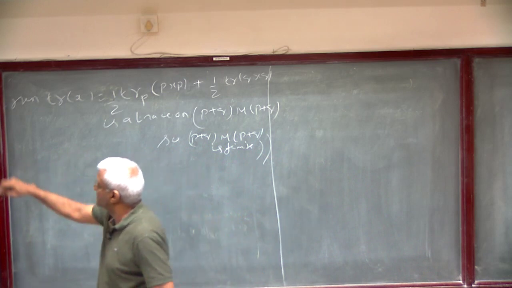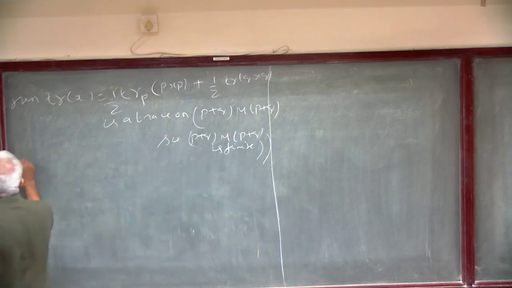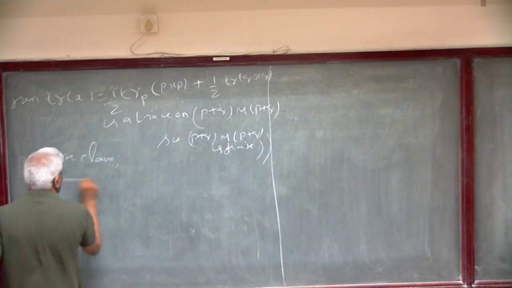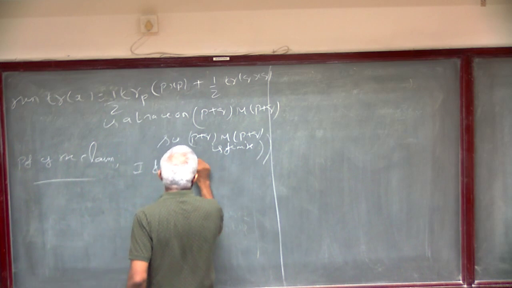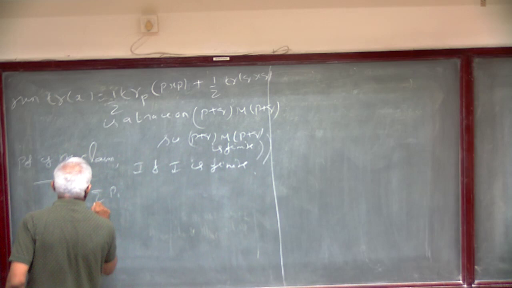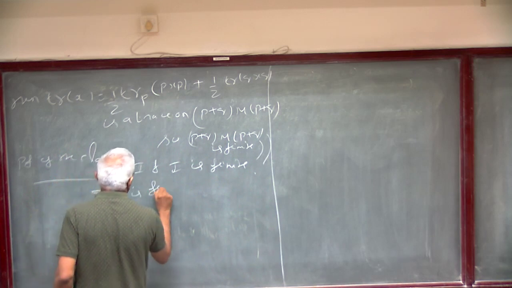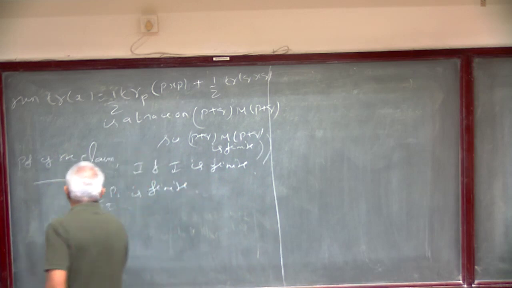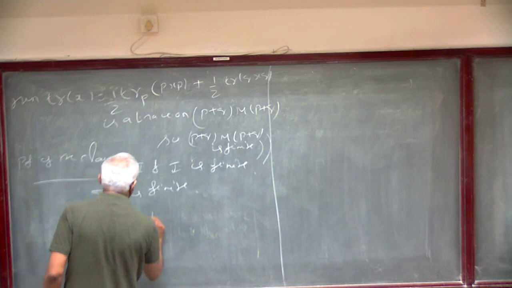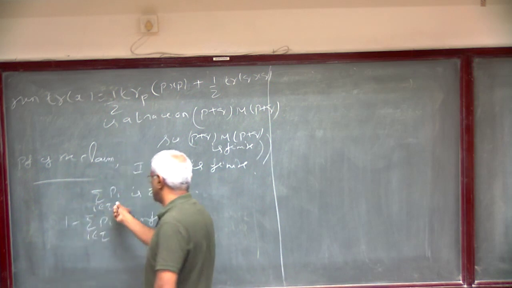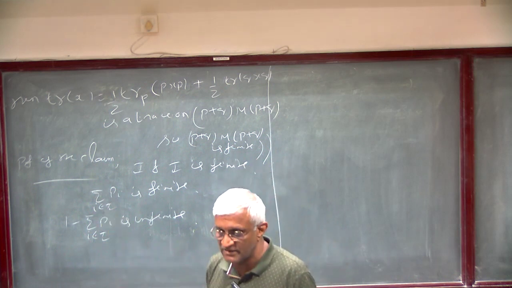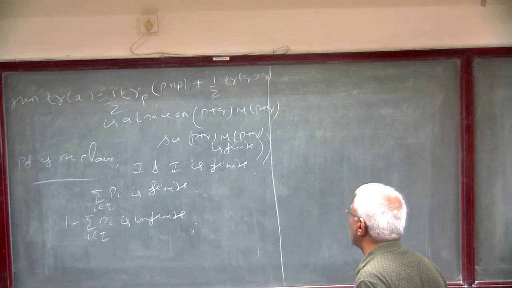Now we consider that maximal family. Proof of the claim: if I is infinite. If I is finite, then of course the summation of Pi, i in I, is finite because it's a finite sum. And then 1 minus summation Pi is infinite. Of course, if this is also finite, then the sum should be finite, which is not the case. We are assuming 1 is infinite, so this should be infinite.